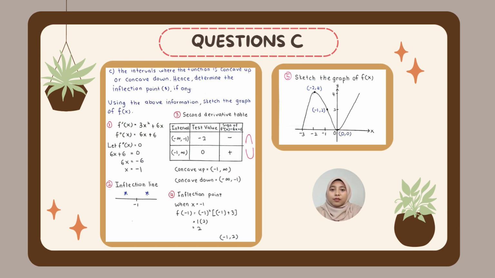Step 4, find the inflection point. To find the inflection point, we must find the value of y using the x value that we got from step 1. So, the inflection point is negative 1, positive 2. And the last step is to sketch the graph of f of x. For the graph, we plotted the minimum and maximum points, inflection point, and the x and y intercepts.